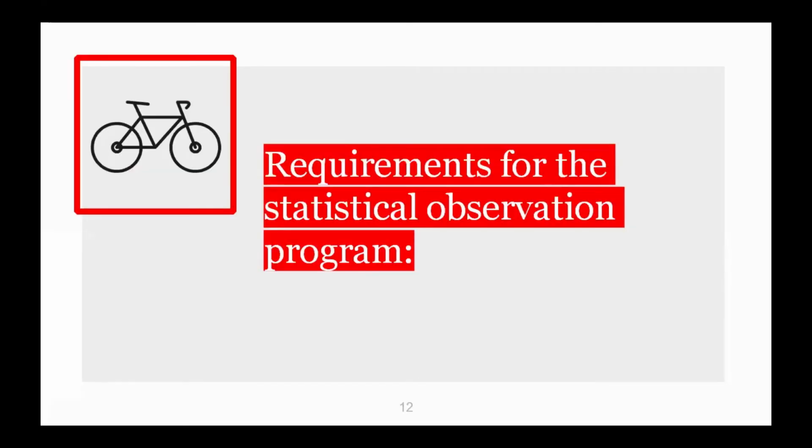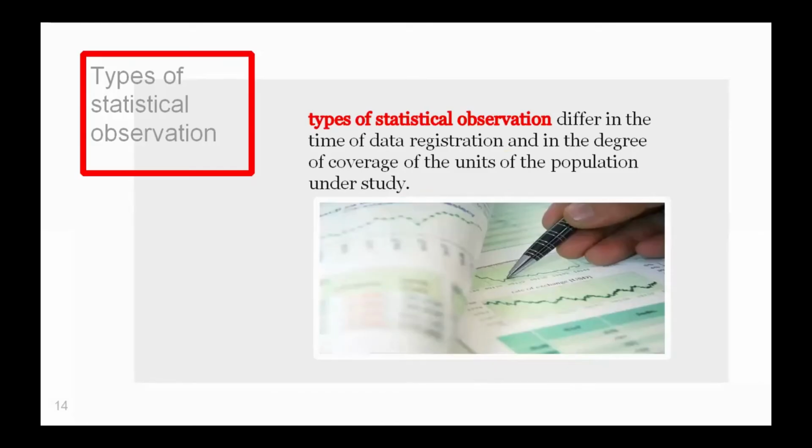Okay, next, requirements for the statistical observation program. The first, the observation program must contain all the main features that characterize the phenomena and processes that will be used in the development of statistical observation materials in the future. Second, all control questions included in the monitoring program should be briefly but clearly formulated.